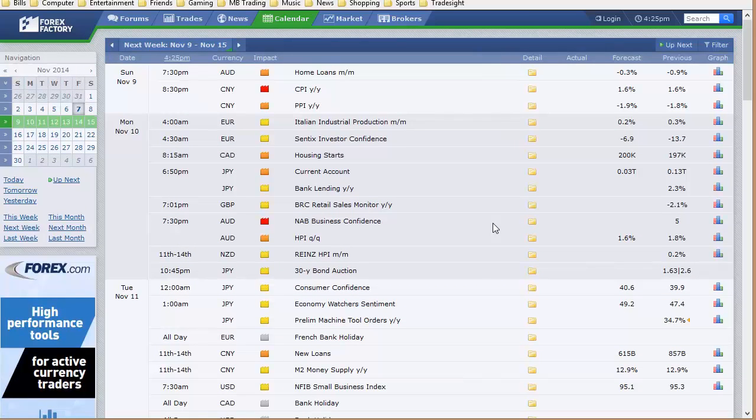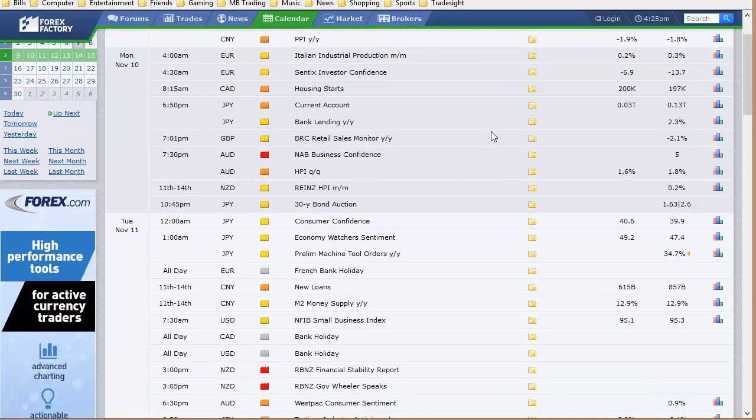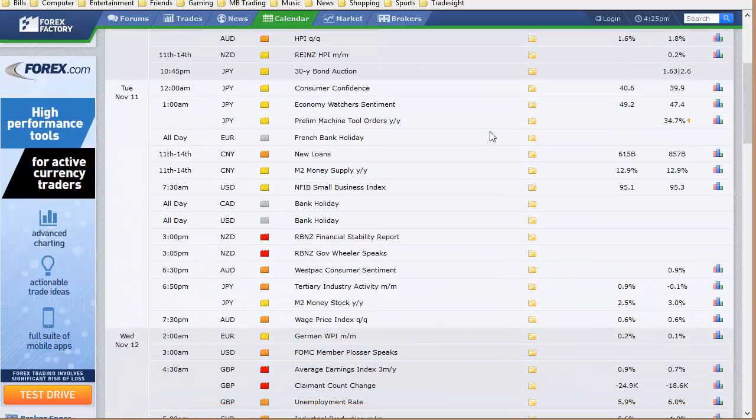All right, let's take a look at the week ahead and see what we got. We got China's CPI and PPI Sunday night, 8:30 p.m. Eastern time. We're now past all the time zone changes around the world, I believe, so no more of that affecting the technicals for a while. Italian industrial production out of Europe, Centex investors' confidence out of Europe, housing starts out of Canada, current account out of Japan and bank lending out of Japan. We've got the NAB business confidence number out of Australia and the HPI. Japan's got the 30-year bond auction.